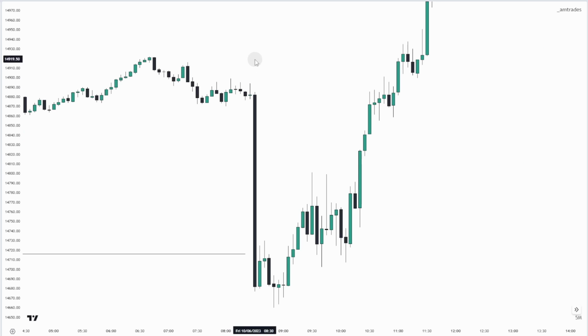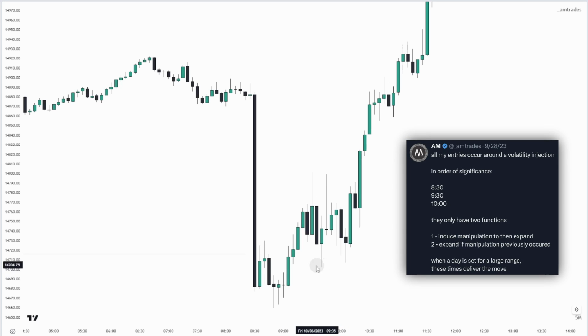Following NFP release at 8:30, the next volatility driver is at 9:30, which is the equity open for indices. If you can remember a post that I shared not long ago, if there was a manipulation that occurred before the volatility driver, it will act as an expansion. If manipulation did not already occur, that volatility driver will manipulate the range and then return to expansion.